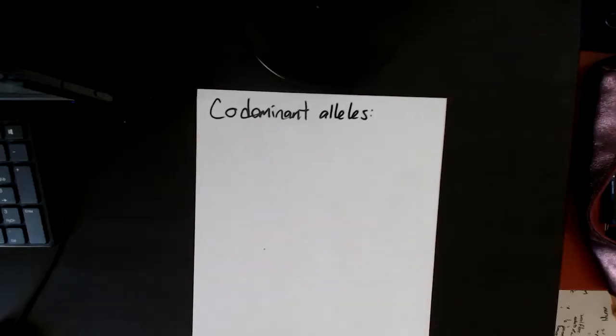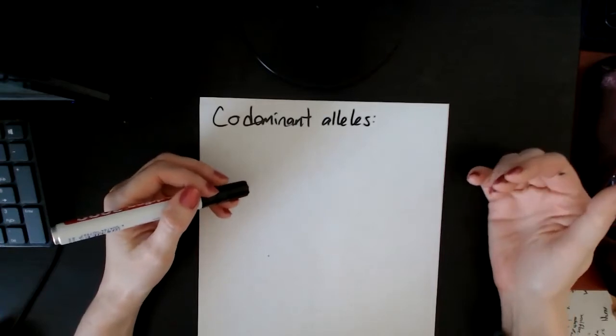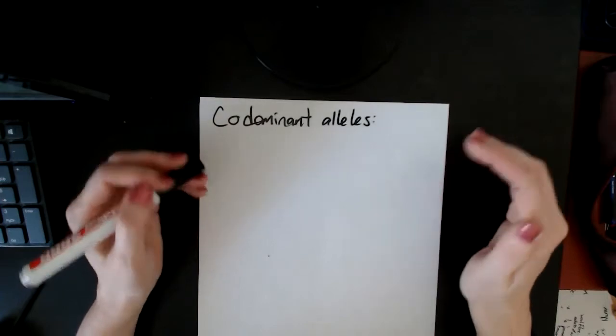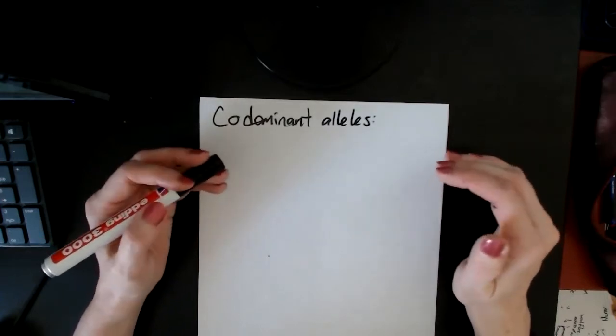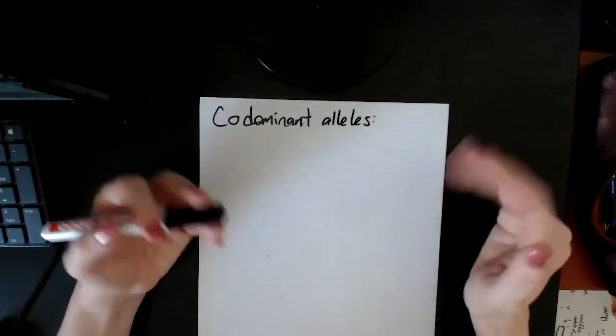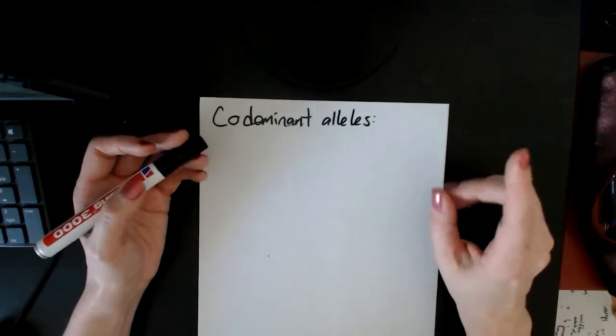For codominant alleles, so we talked about having recessive or dominant alleles, which is when if you have at least one copy of the dominant allele, then that's the phenotypic trait that you have, right? If you're heterozygous for brown eyes, so you have one copy for brown, one copy for blue, you just end up with brown eyes. That's it. You don't get half blue, half brown, although that would be cool.